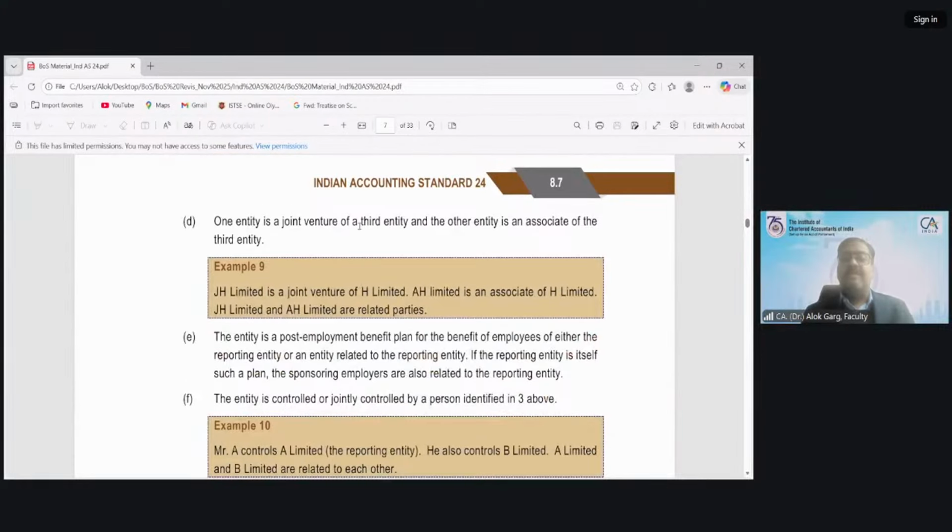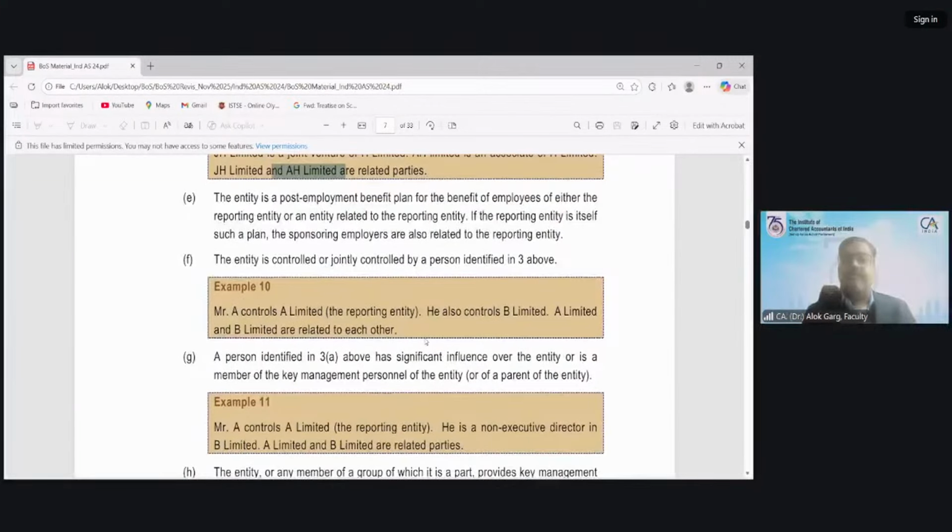One entity is a JV of a third entity, and the other entity is an associate of the third entity. We discussed now, X is a JV and Y is an associate of Z. So X and Y are related parties. JH Limited is a JV of H Limited. AH Limited is an associate of H Limited. So JH and AH are also related parties. Clear?